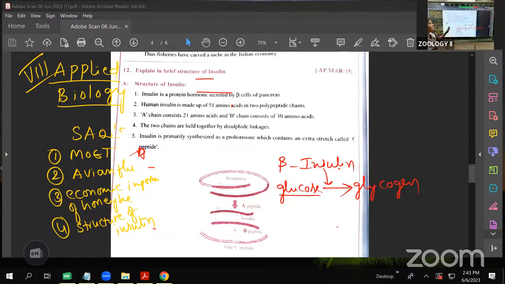Now in this question, we are going to discuss the structure of insulin. See this one here. Insulin is a protein hormone, made up of protein. As I already said, it is secreted by the B cells of the pancreas. Human insulin is formed by proteins, and inside the proteins, chains of amino acids are present. How many amino acids? 50 amino acids.